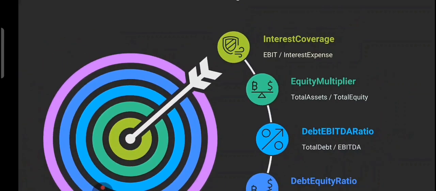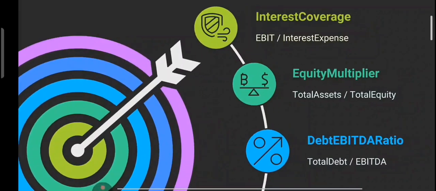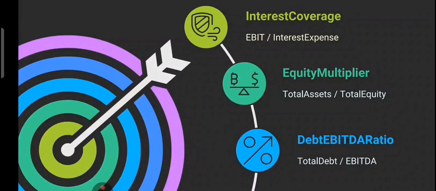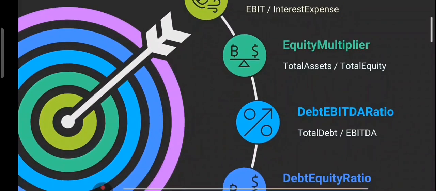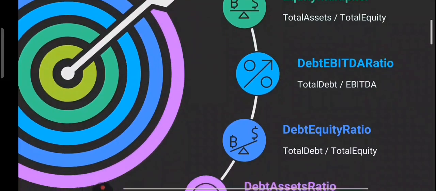So interest coverage ratio means how easily the company can pay back its interest using its earning. Equity multiplier means how much of the asset is funded by equity, because to fund assets either we use equity or we use debt, right? I told you the equity multiplier, if it is higher, it means leverage is also higher. Then we have the debt EBITDA ratio, which shows how early the company can pay back its debt using its earning. If this ratio is lower, better financial health.